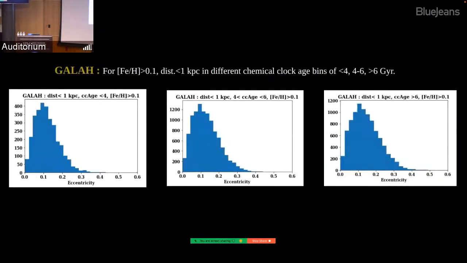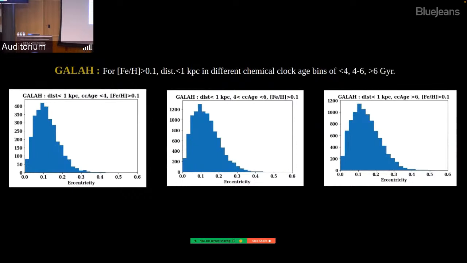So here are a few of my plots from the GALAH survey, made with respective curves. For GALAH, we considered stars with [Fe/H] greater than 0.1, distance from the Sun less than 1 kpc, in different chemical clock age bins. We find a small increase of eccentricity with age, as we might expect from a population that migrated from only a small eccentricity and then suffered a small amount of local heating as it aged.